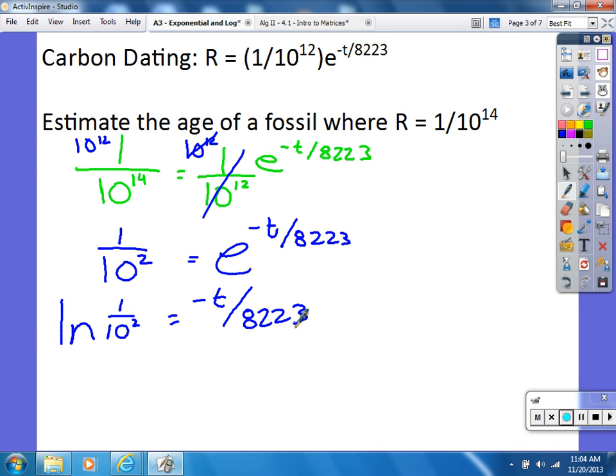Now, I'm not going to do anything in my calculator yet. How do I get that t by itself? What's the next step? Multiply by 8,223. So I have 8,223 times the natural log of, you know what, Whitney, I'm sticking with your 10 to the negative 2. Why not? I'm just going to switch between them so you guys don't get confused. Equals negative t.